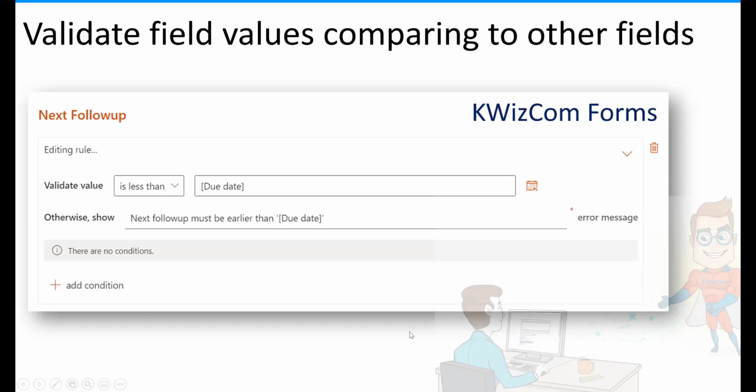While in KWIZ Forms, same as before, all you have to do is just create a rule. And this rule says that the next follow-up field must be less than due date field. And this is the error message that should be displayed to the user.